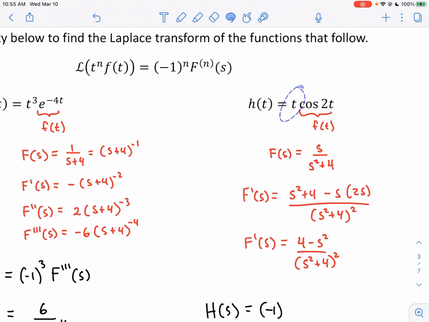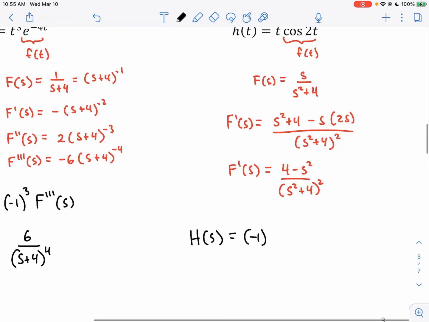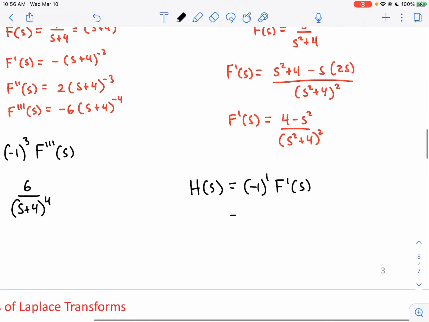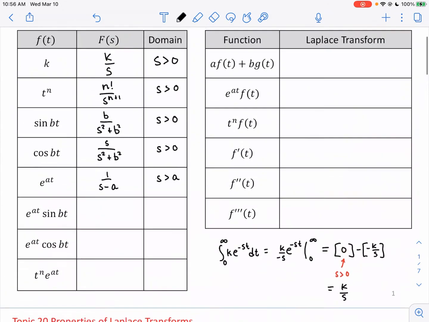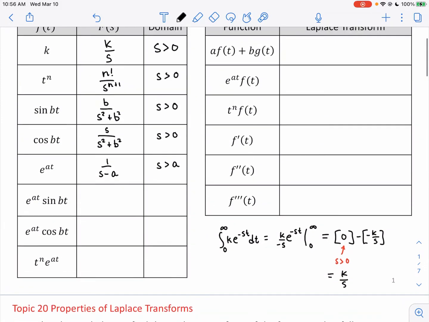So this t has a 1 power, so we just got to put a 1 power on this negative 1, and then times f prime of s. Now negative 1 to the 1 is negative, and f prime of s is sitting right here, so I'm going to have to multiply that numerator by negative. That's just going to swap the subtraction. So we can say s squared minus 4 instead of 4 minus s squared, and then all over s squared plus 4 quantity squared. Okay, now we can fill in a few more entries to our table.